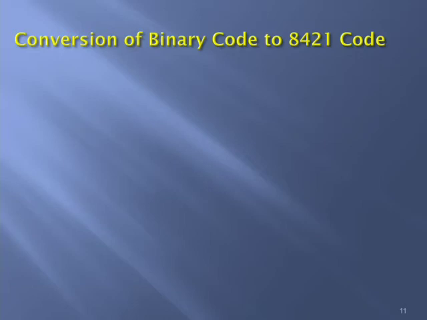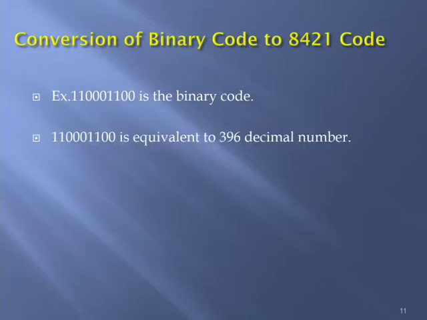Next, we will consider the conversion of binary code to 8421 code. Given a binary number, we need to convert that binary number into its equivalent 8421 code. For that, I will consider the example 110001100 as the binary code, which we need to convert into 8421 code. First you need to find its decimal equivalent, which for this binary number is 396. So how do we convert this binary to decimal?